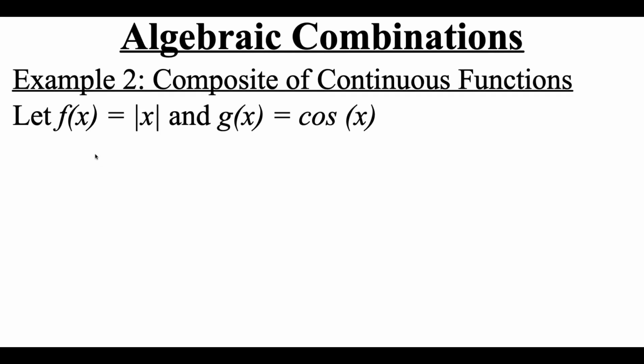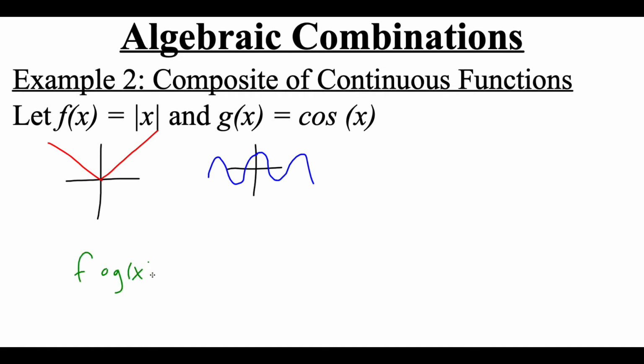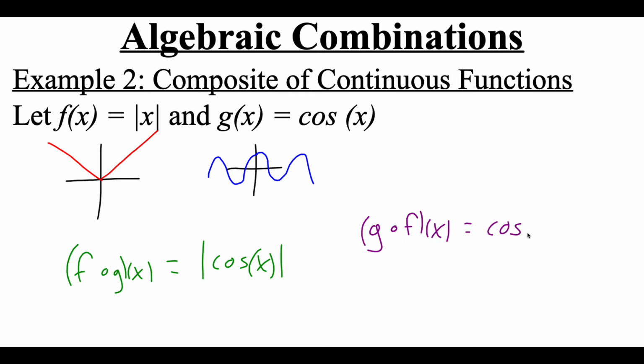Similarly, if we had our f of x function being the absolute value, that function is continuous for every single x value. And if our g of x function was a cosine of x graph, again, that's continuous for every single x value. Any composite of those would also be continuous. So f composed with g of x, which would be the absolute value of the cosine of x, that's going to be a continuous function. Or if we went the other way around, g composed with f of x, which would be the cosine of the absolute value of x, both of those are also going to be continuous functions.